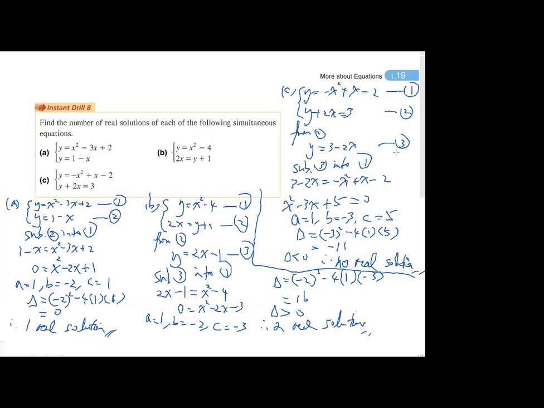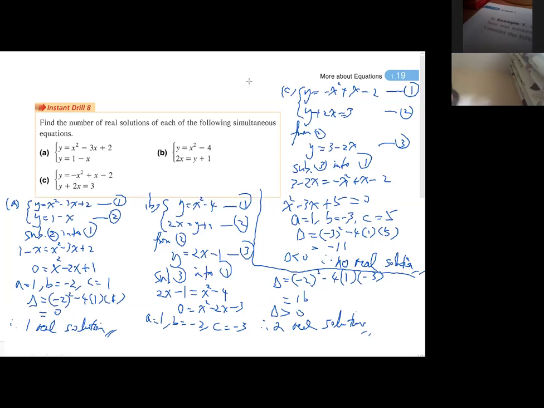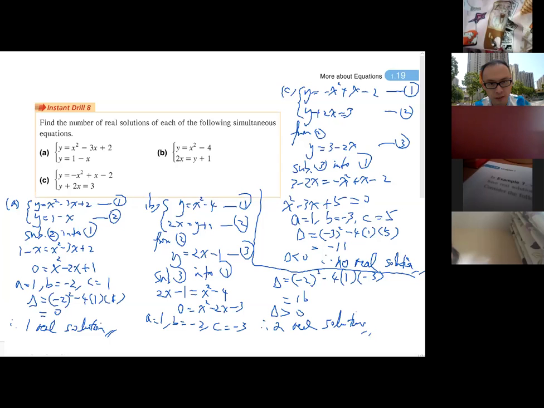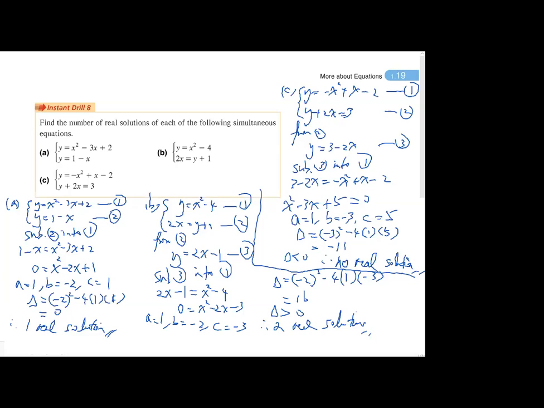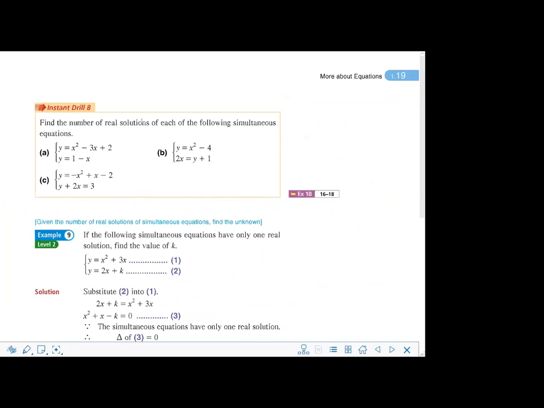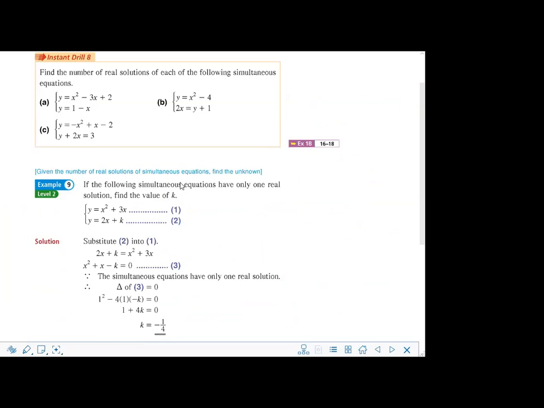It's okay. So that is instant rule number 8. Any problems? So anyone who cannot follow for instant rule number 8? If you cannot follow, please raise your hand. If no, then I'm going to clear the board now. And then example 9. Example 9.